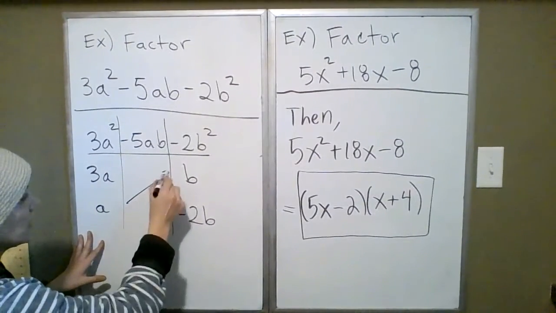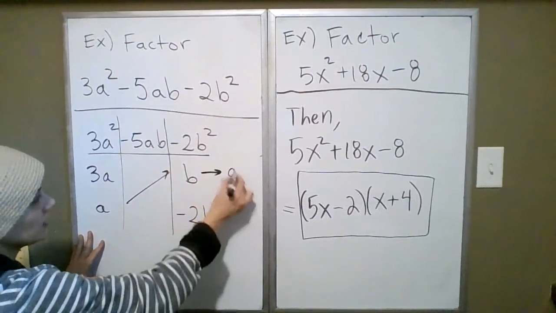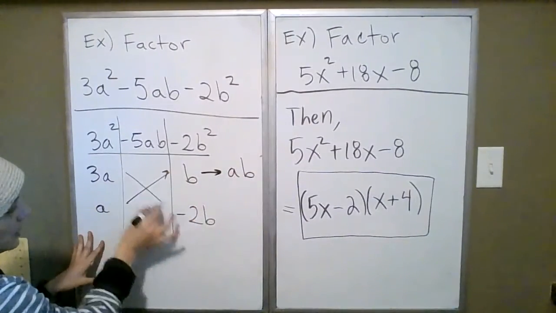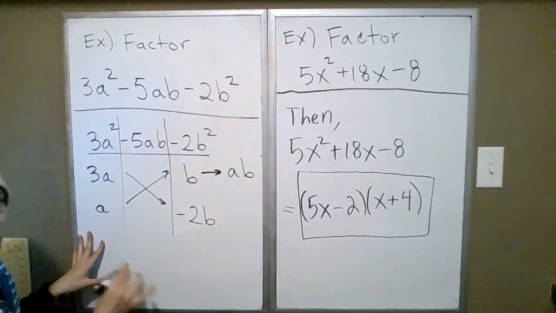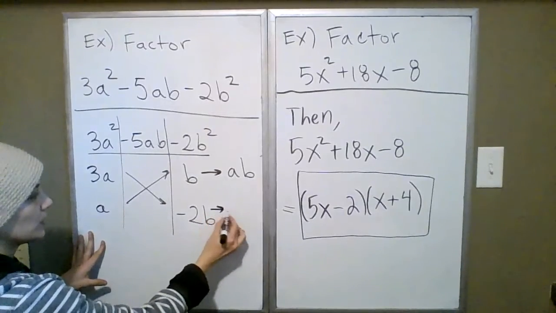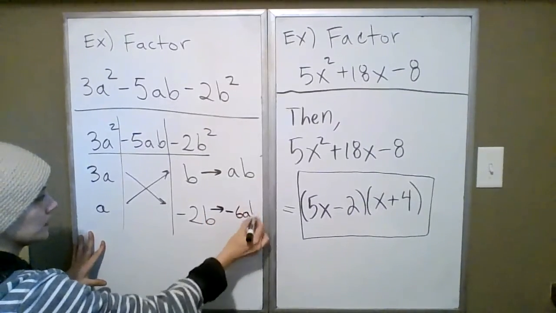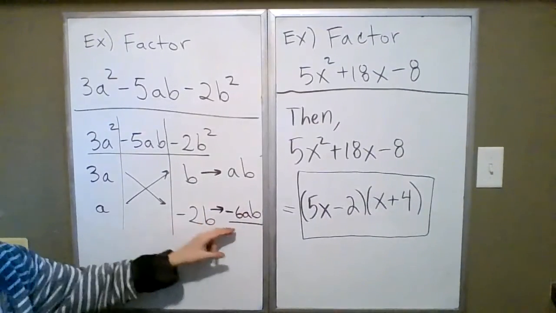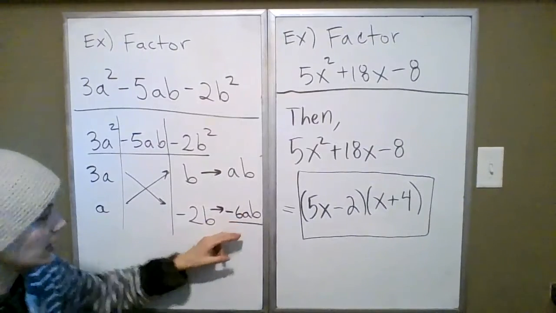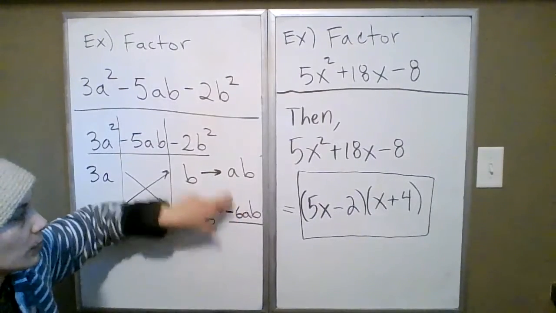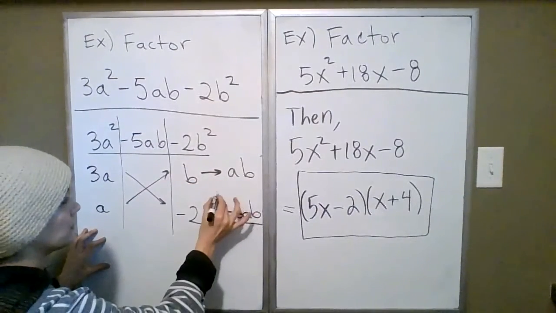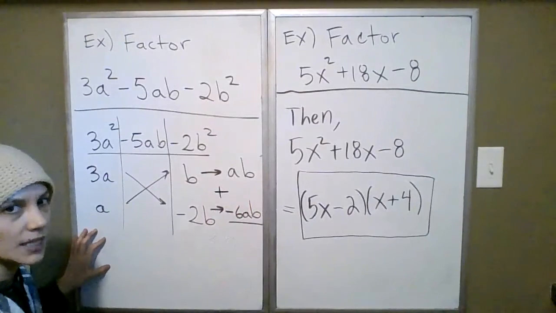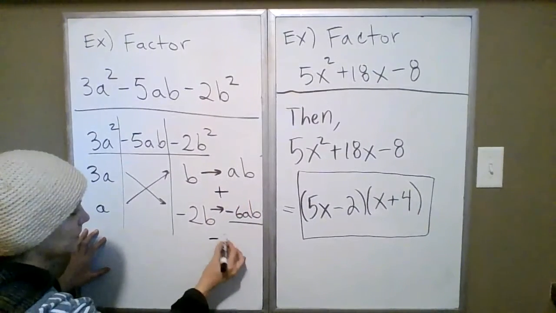I multiply across and get positive ab. Multiply this way, and that's a negative 6ab. And then negative, oh, I got the right guess. Didn't expect that to happen. Negative 6ab plus positive ab is negative 5ab.